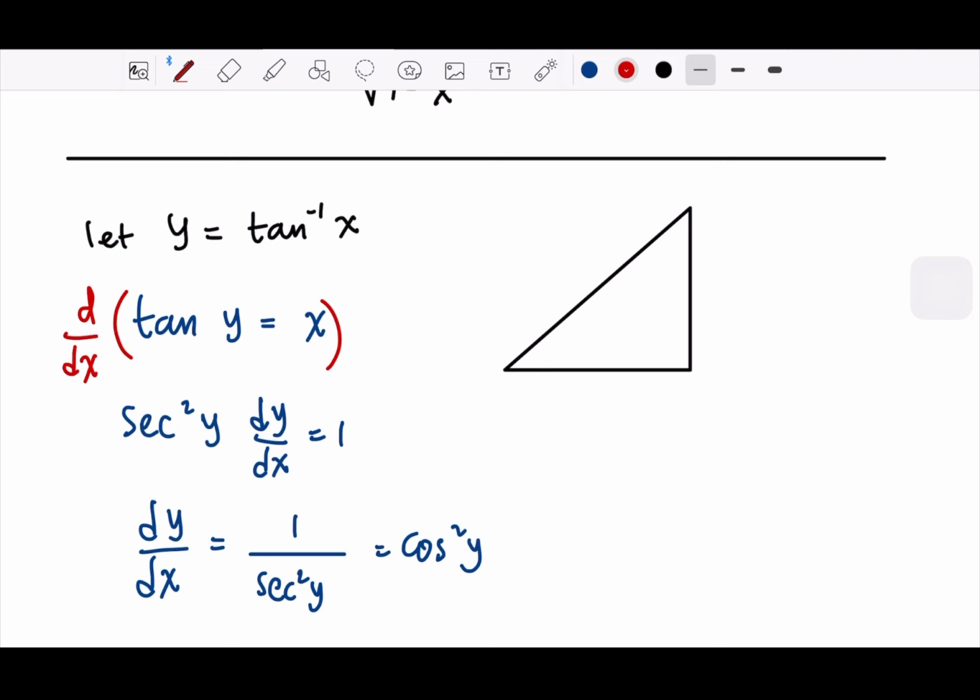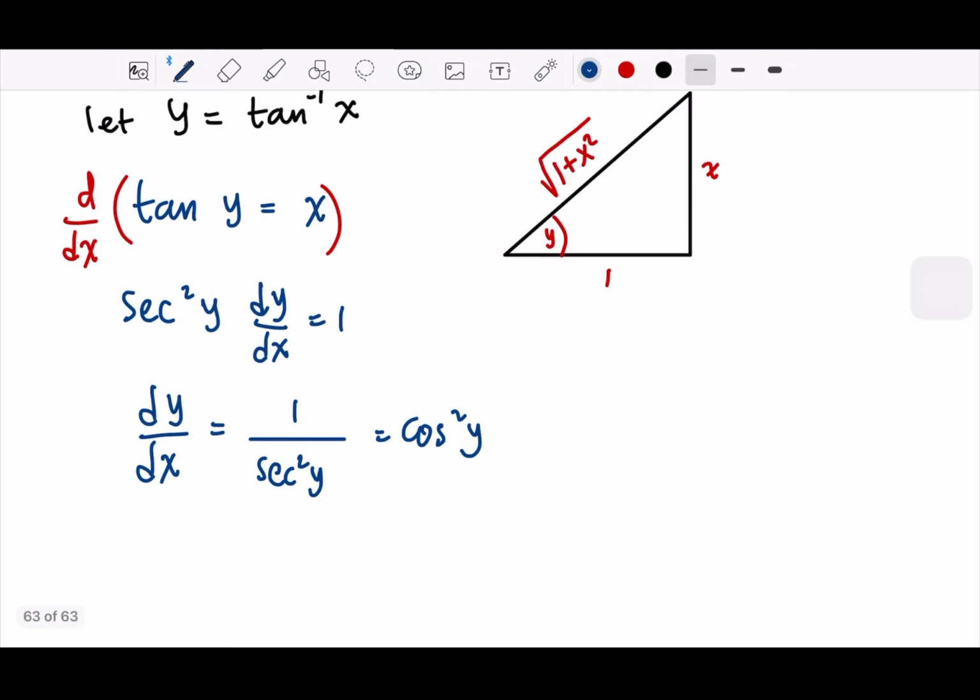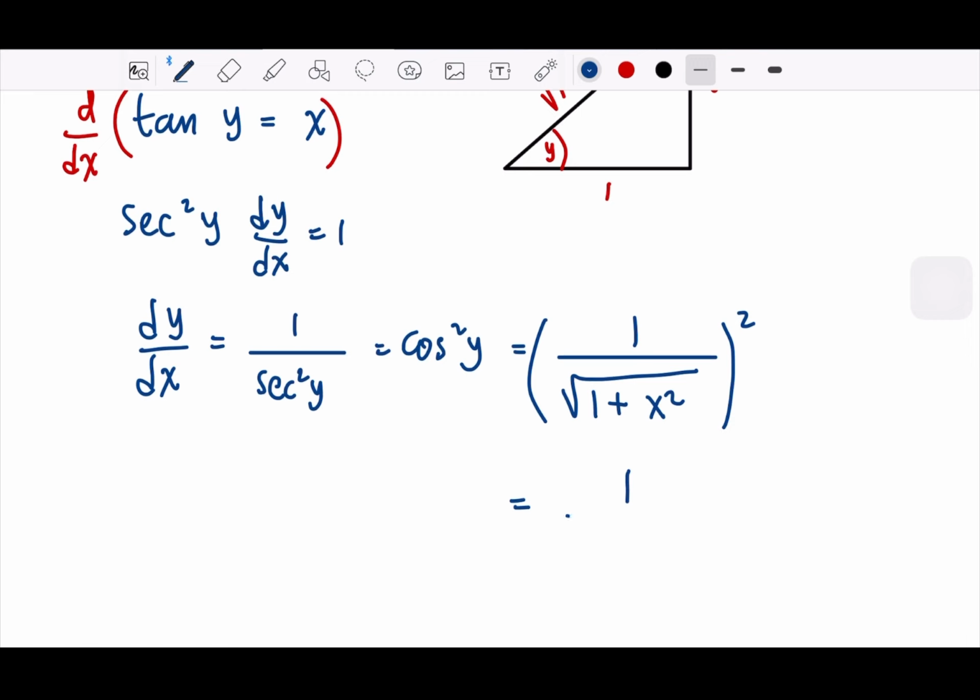So we are going to write all the terms. So this is y. Now tangent is x over 1, right? So we are going to have the square root of 1 plus x squared here. Then the cosine is 1 over the square root of 1 plus x squared, and then squared, so it becomes 1 over 1 plus x squared. So this will be d/dx of the tangent inverse of x.